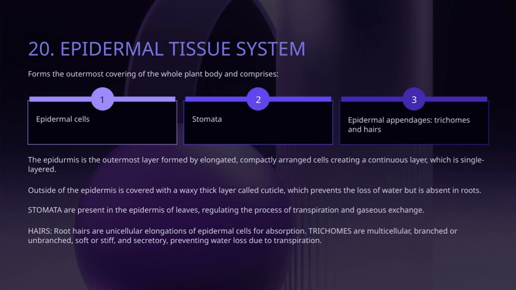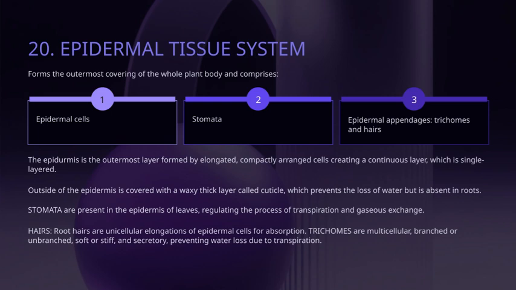Now, moving on to stomata, which are specialized structures found in the epidermis of leaves. These are essential for regulating transpiration and gaseous exchange. They open and close to control water vapor and gases like oxygen and carbon dioxide, maintaining the plant's internal balance. Outside the epidermis, you'll notice a waxy layer called the cuticle. This thick, protective layer prevents water loss, especially in leaves. Interestingly, this cuticle is absent in roots, allowing them to absorb water more effectively.